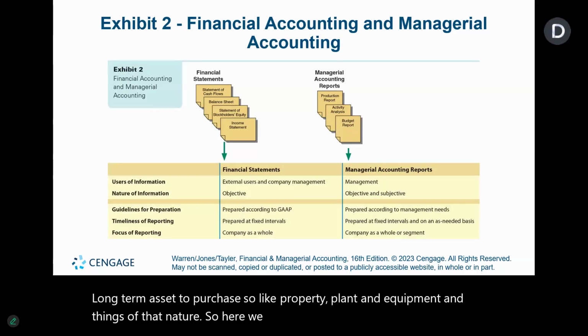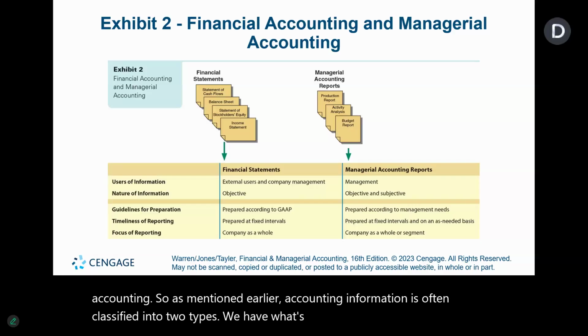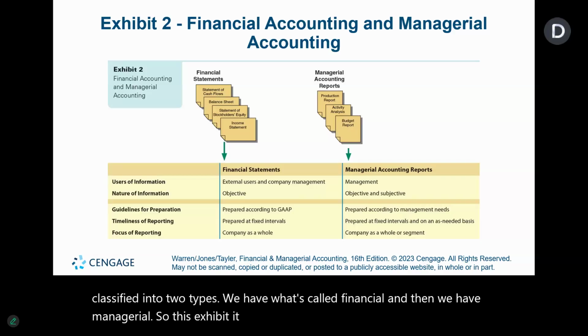So here we see financial accounting and managerial accounting. As mentioned earlier, accounting information is often classified into two types. We have what's called financial, and then we have managerial. This exhibit essentially shows the relationship between financial accounting and managerial accounting.